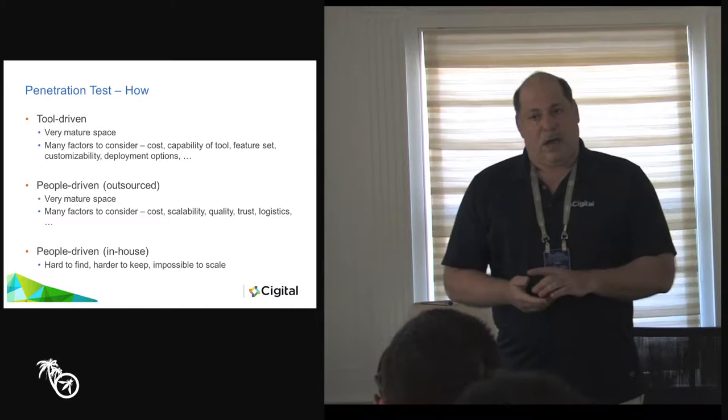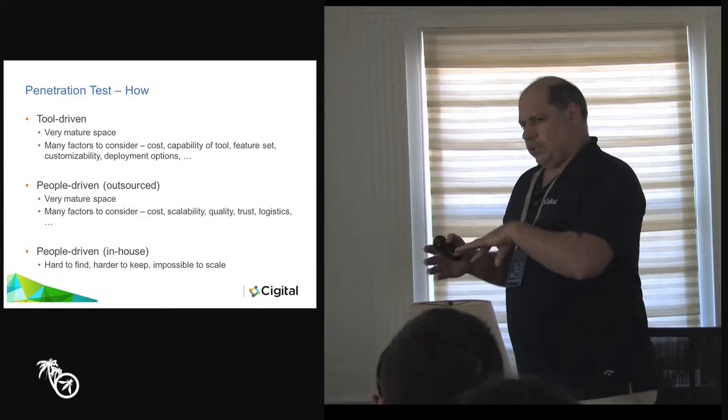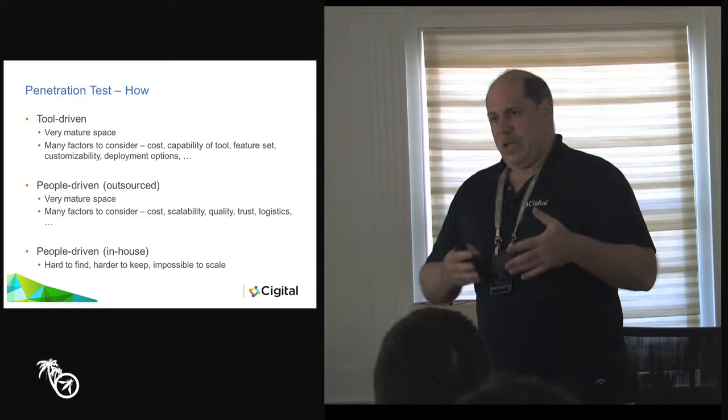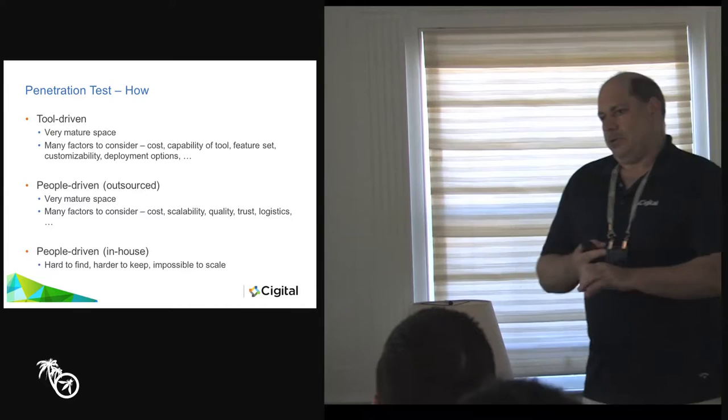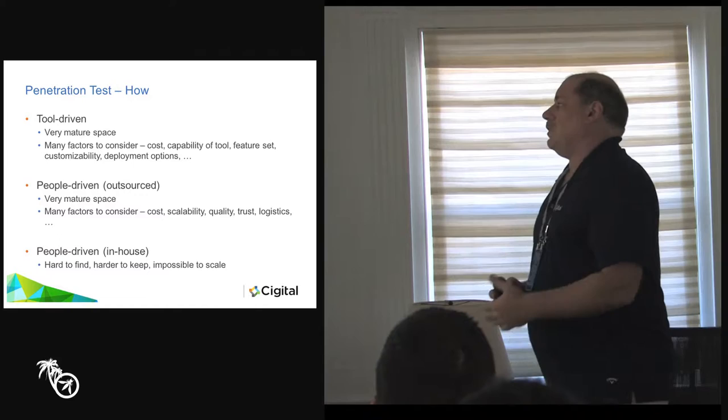And the difference between capability and feature set: capability is what is the tool capable of doing? Does it have a single type of scanning engine? Does it have multiple scanning engines? What exactly can the engine do? There's the feature set, which is whether the tool is able to dump different types of reports. Has it got certain kinds of performance characteristics? There's a bunch of characteristics of the tool itself. How easy is it for the tool to be customized?